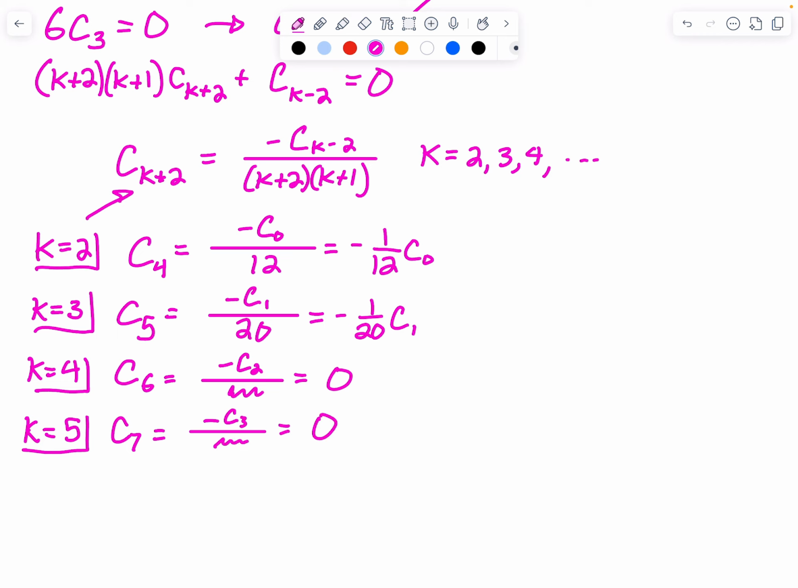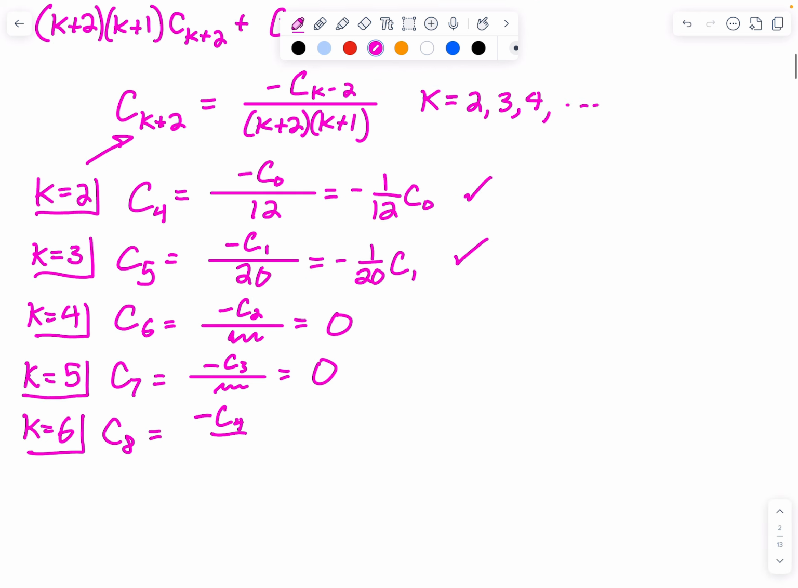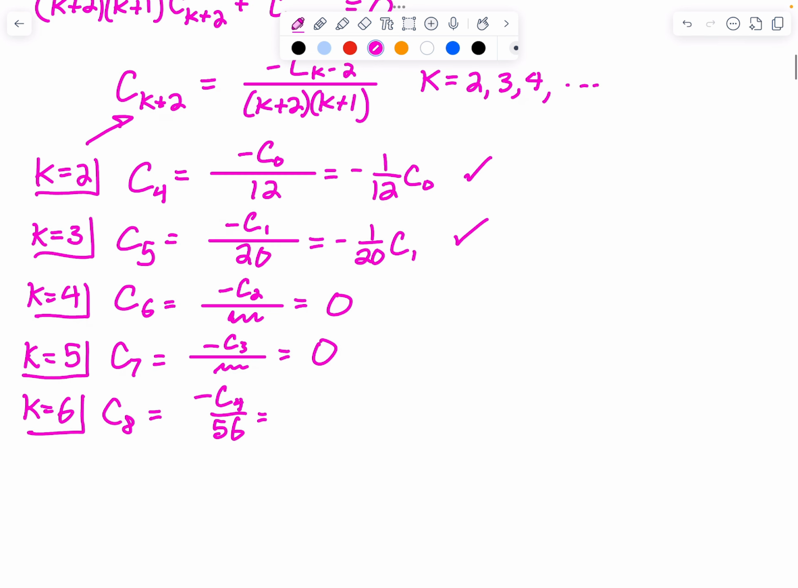What I'm looking for, what I'd like is for you to go up where, when you end up checking these, you have C0, C1, and then I want you to have 2 more plus the original C0 and C1. You'll see what I mean. So we'll keep going. K equals 6. So I get C8 equals negative C4 over, okay, and then if I plug in 6, I get 8 times 7, which is 56. All right, and that gets me negative 1 over 56 C4.